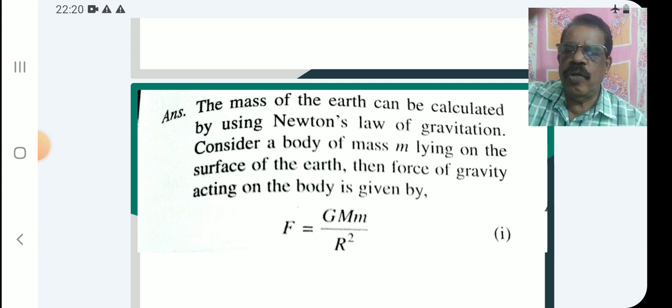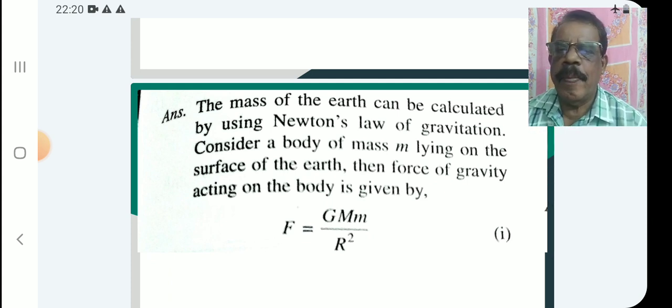Mass of Earth is calculated by the relation F is equal to G M m by R square. You see, the mass of Earth can be calculated by using Newton's law of gravitation. Newton's law of gravitation we study in the next class. Calculate.